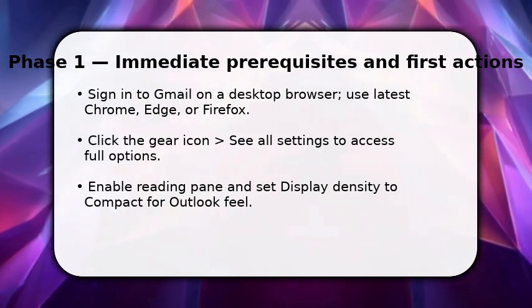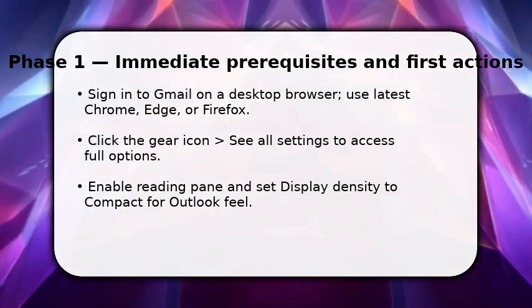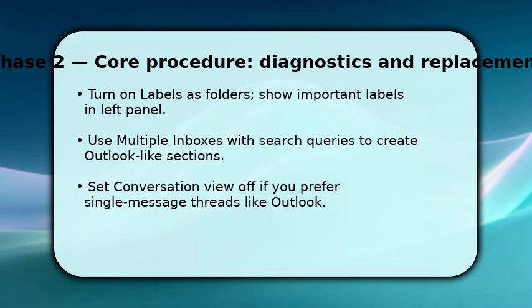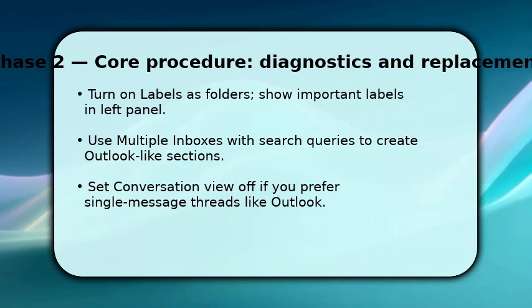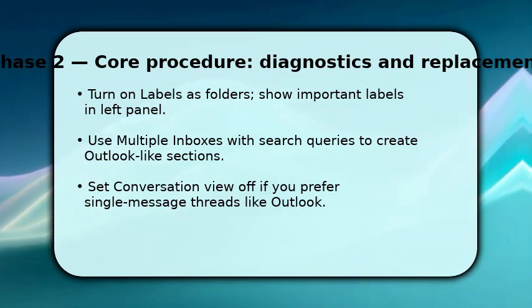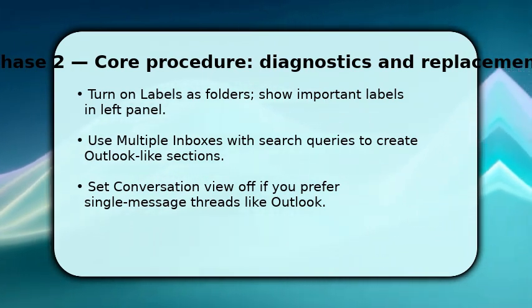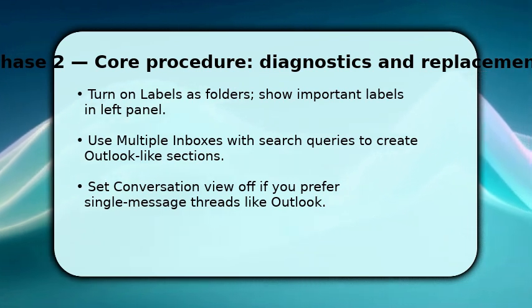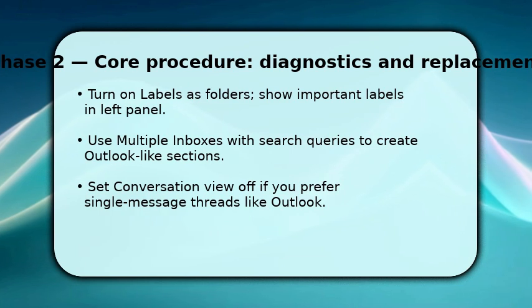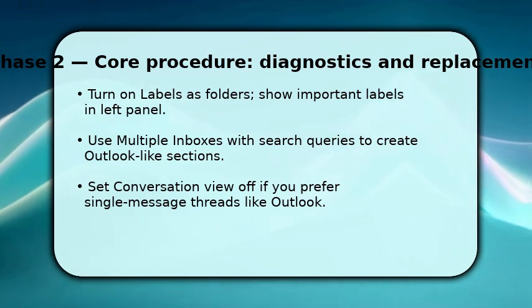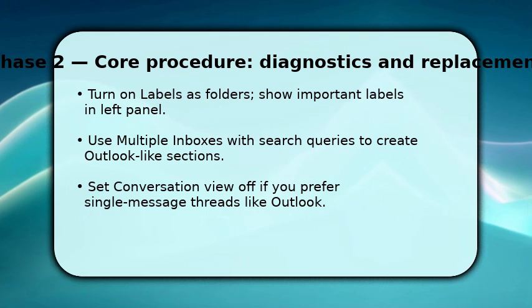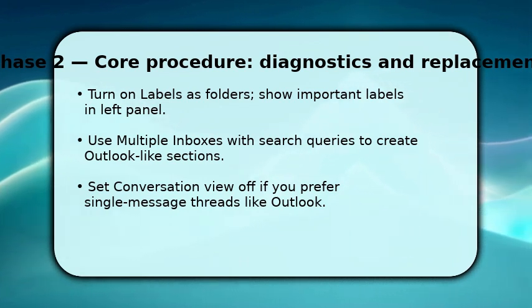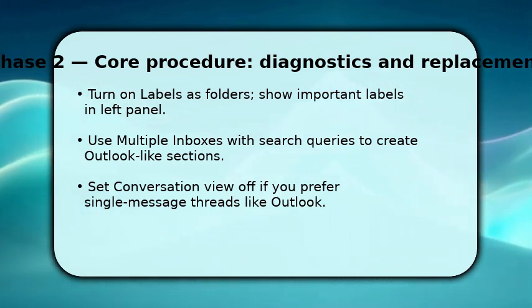Once the reading pane and density are set, customize folders and sections. Go to Labels and unhide the labels you want visible. Think Inbox, Sent, Archive, Custom folders. Then enable multiple inboxes in Settings Advanced. Configure panes using queries like is:starred or label:projects for separate columns. If you prefer single messages rather than threaded conversations, turn Conversation View off in general. These steps align Gmail's left column.